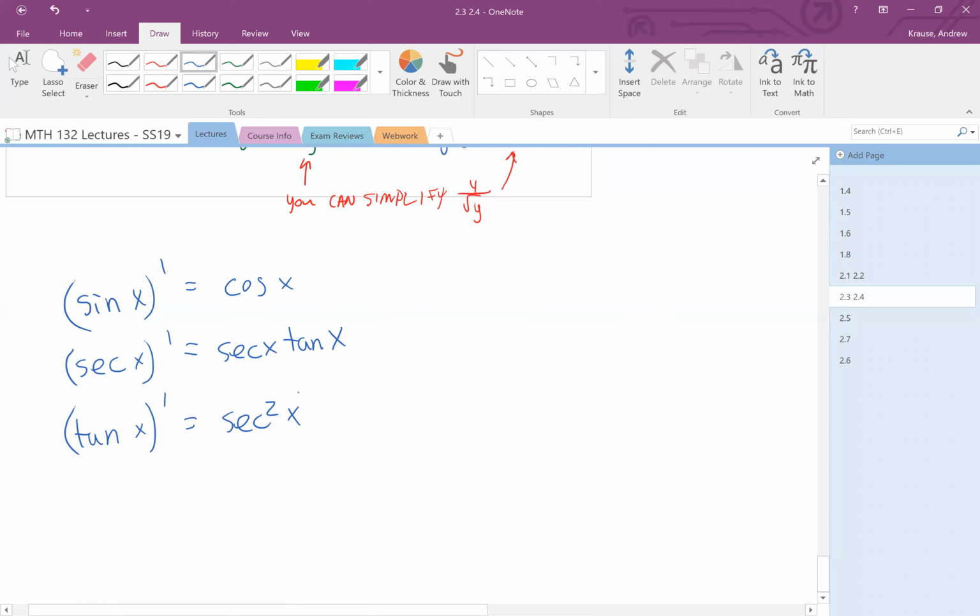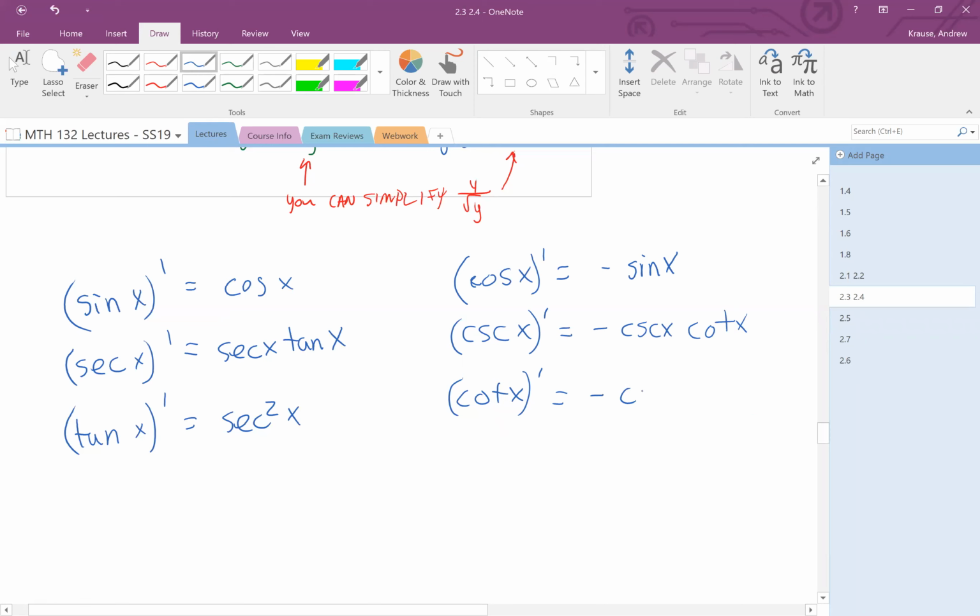I know those so fast because I've literally written this like 1,000 times, so you shouldn't know them that quick. You might have to flashcard them. And now let's take the derivative of cosine, cosecant, and cotangent. All of these derivatives are negative, and all of them are just the co-functions of their original derivative. So instead of secant tangent, it's cosecant cotangent. Instead of secant squared, it's negative cosecant squared. Those are the 6 trig derivatives that you need.